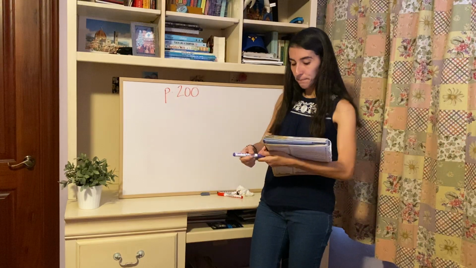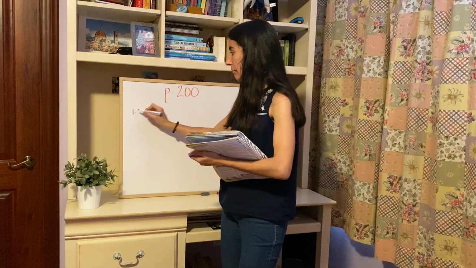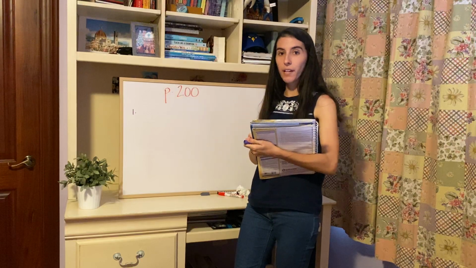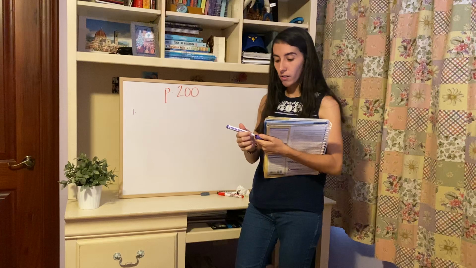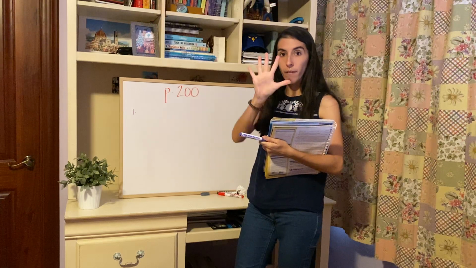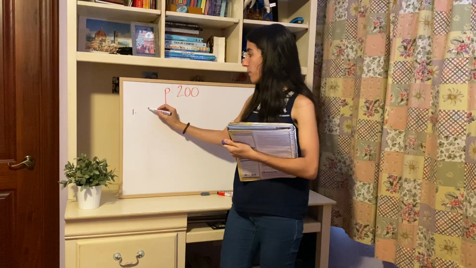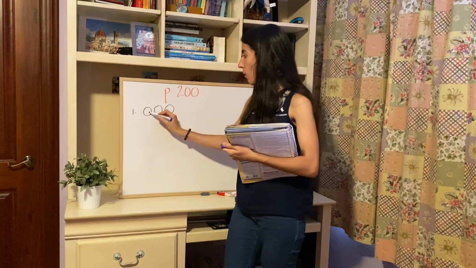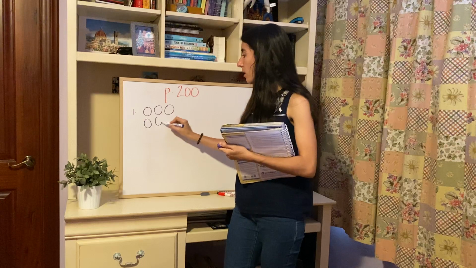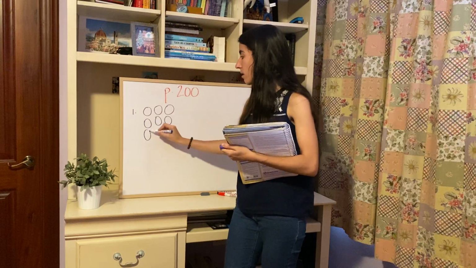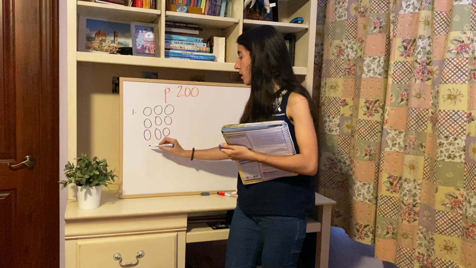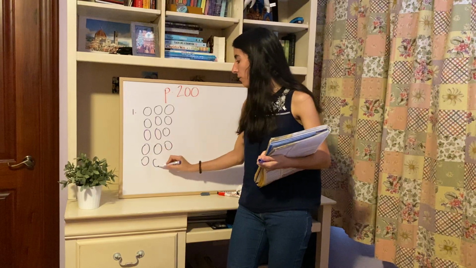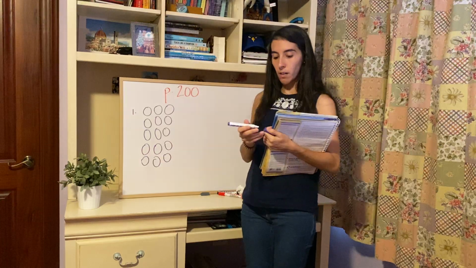So number 1, 5 people share 15 pennies, okay? So there are 5 people sharing 15 pennies. I'm going to go ahead and draw those pennies for you. 1, 2, 3, 4, 5, 6, 7, 8, 9, 10, 11, 12, 13, 14, 15.